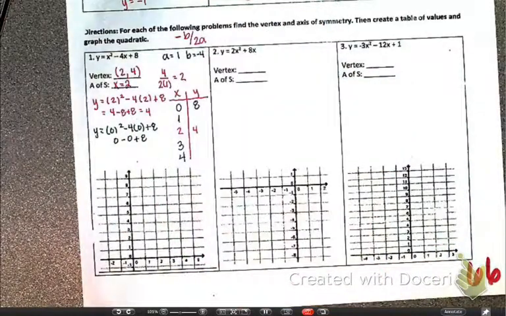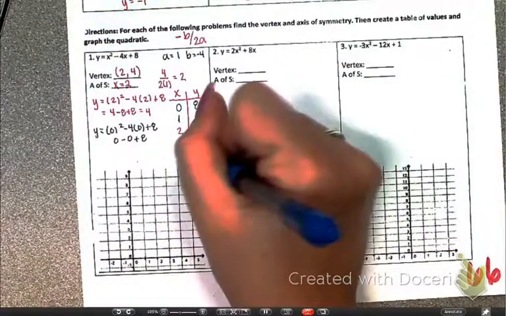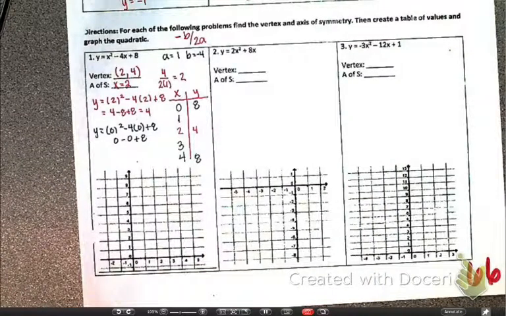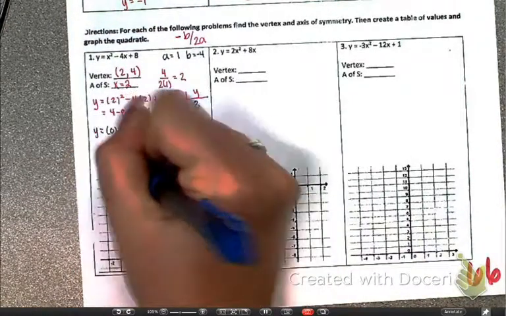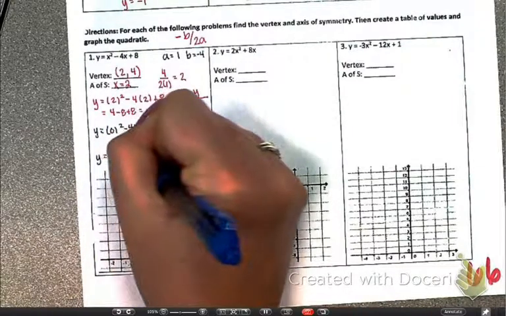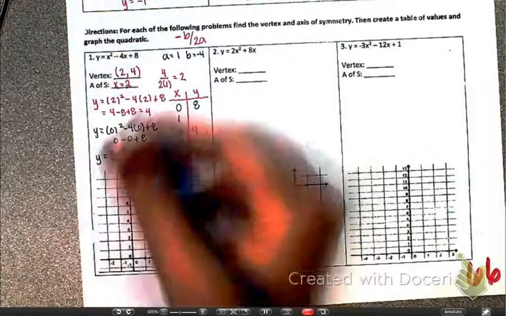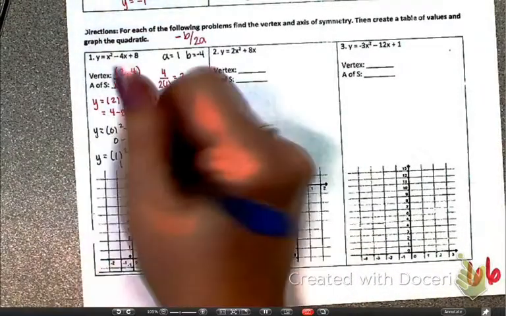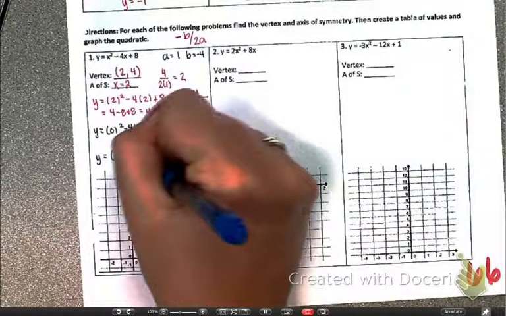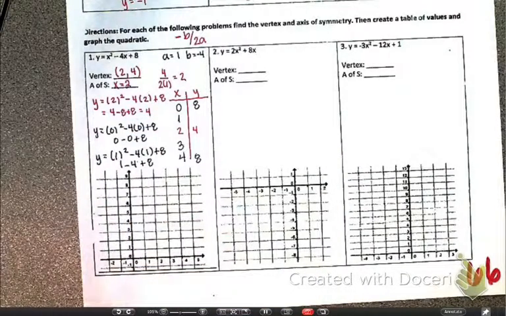What else will have a value of 8? Why does 4 have a value of 8? Thank you, because of symmetry. We're going to get this if it kills us. Symmetry. What other number would we like to plug in? 1. Okay. Y equals 1 squared minus 4 times 1 plus 8. 1 squared is 1. Negative 4 times 1 is negative 4 plus 8. 1 minus 4? Negative 3. Negative 3 plus 8? Positive 5.